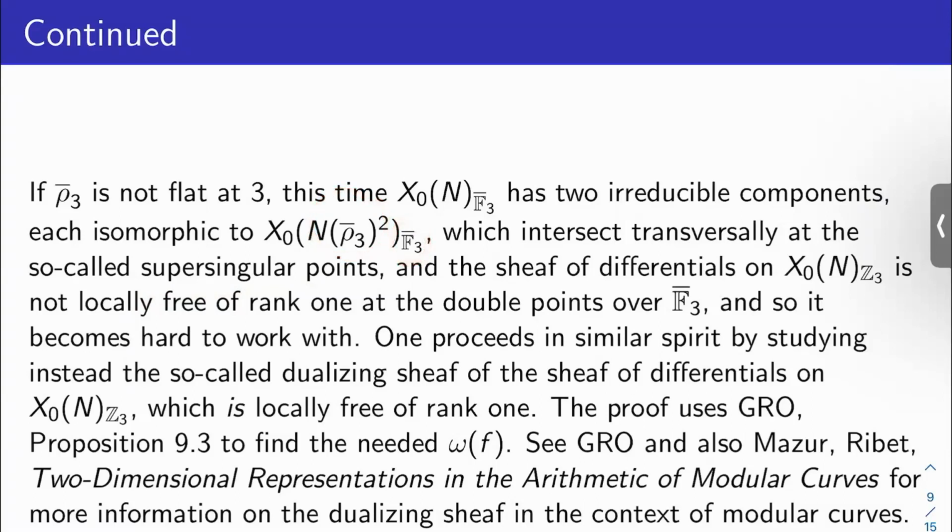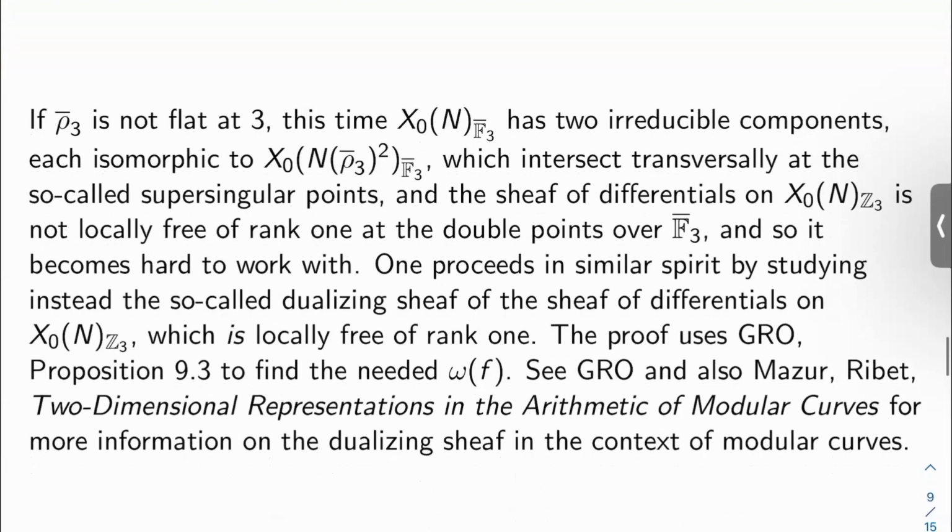And the sheaf of differentials on X_0(N) over Z_3 is not locally free of rank 1 at the double points over F-bar_3. And so it turns out that because of that, it becomes hard to work with. So what you do is you just proceed in similar spirit by instead analyzing the so-called dualizing sheaf of the sheaf of differentials on this X_0(N) over Z_3 model. And this turns out to be locally free of rank 1.